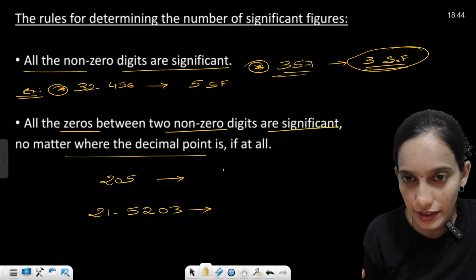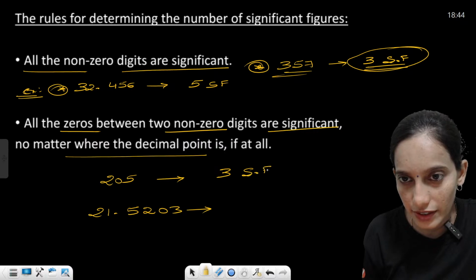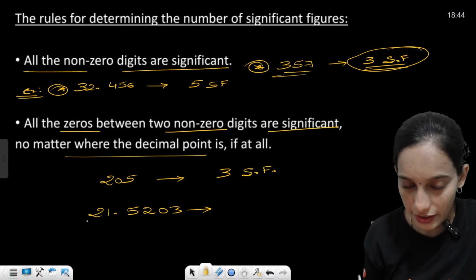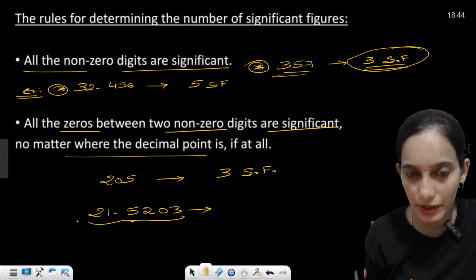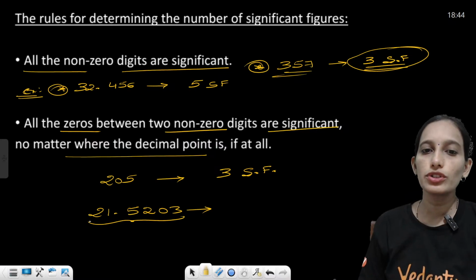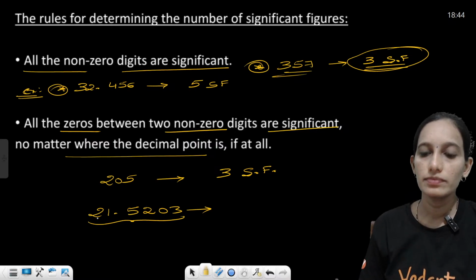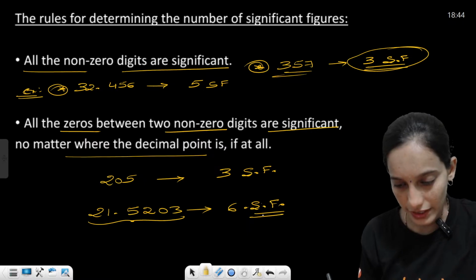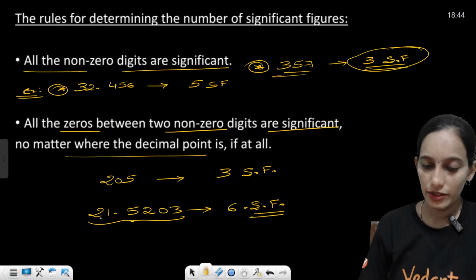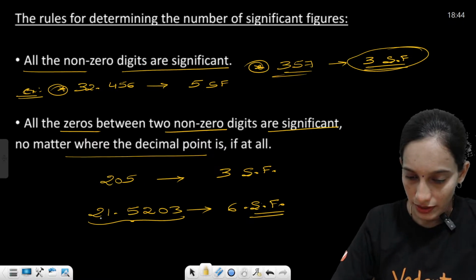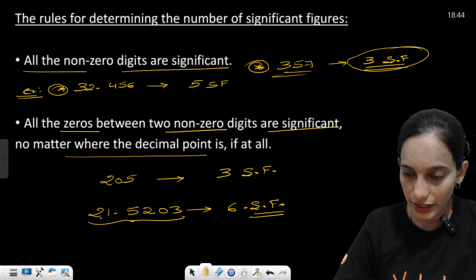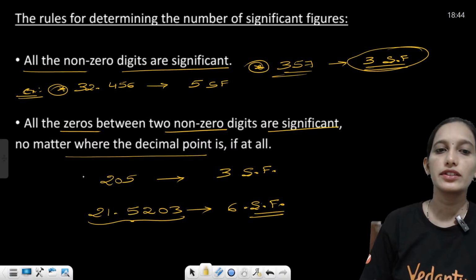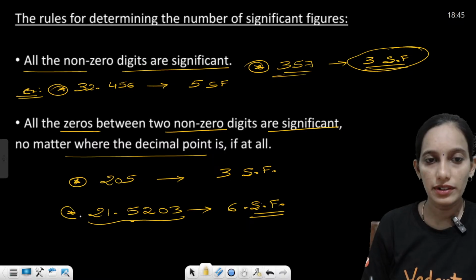Yeah, here it is 3 significant figures, and here it is in the second example, 21.5203. There are 6 significant figures. Yes, very good. Okay, so there are 3 and 6 significant figures in these two examples respectively.